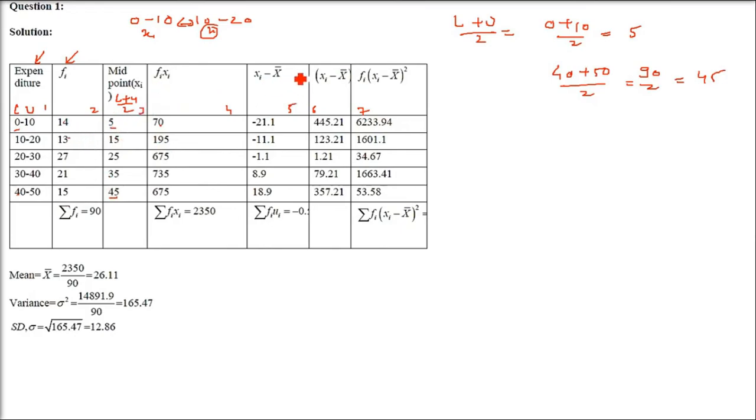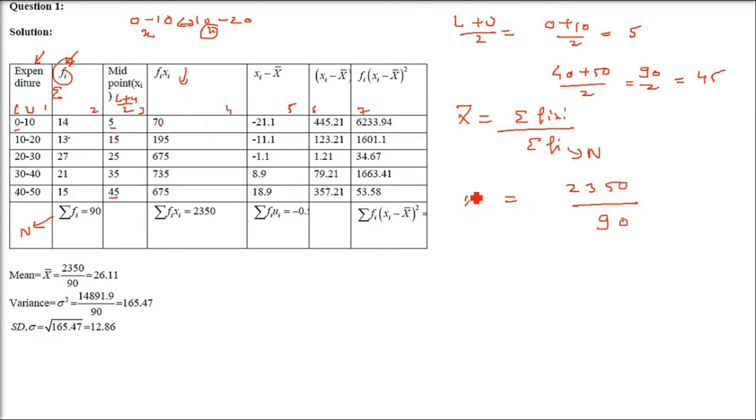So that is fi xi. Now xi minus x bar you have to find out. First you have to find x bar. X bar is sigma fi xi by sigma f. Sigma f is capital N, which is 90. Take the fourth column and add all of these; you get 2350. And sigma fi is 90. So you have 2350 by 90. This is your mean, x bar, which is 26.11.